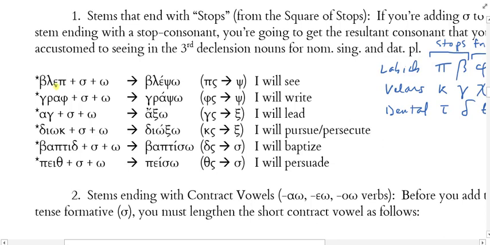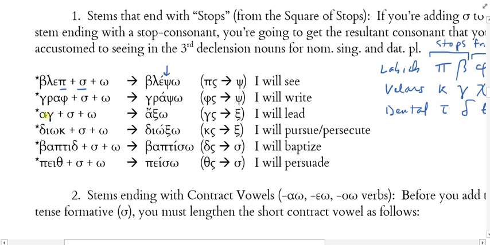And if I want to say I shall see, guess what I have to do? I have to add a sigma to the P. And they're not going to stay like that, are they? They're going to combine to become a psi. Can you all see that? So it's blepso. I shall see or I will see. Blepso. Okay, so say that with me. Blepso. So graph plus sigma is not graphso, but grapso. Everybody, grapso? I will write.